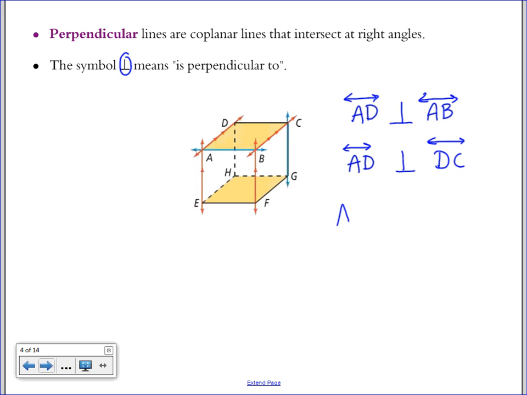It's also perpendicular. This is a bit of a stretch for the brain, but it's also perpendicular to a line like AE. They are also coplanar. They are on the plane that represents like the left side of this cube, right? So they are perpendicular to each other. And there are many other pairs of lines that are perpendicular here. These are just a few examples.